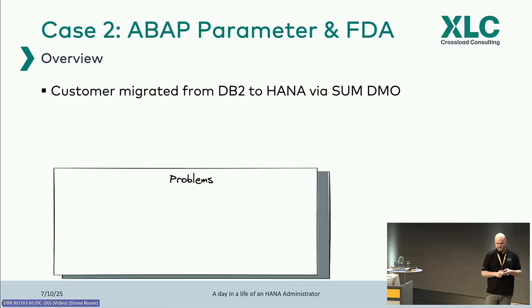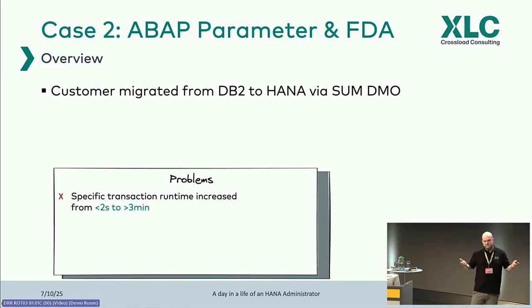Yeah, and the second case, a customer migrated from DB2 to the HANA database using the Software Update Manager, the SUM, with the Database Migration Option, the DMO, and a specific transaction's runtime increased from under 2 seconds to over 3 minutes. So it's a very, very big difference. Even if we are speaking about 2 seconds and 4 seconds, it's double the response time, but 2 seconds and 3 minutes is a very huge difference.